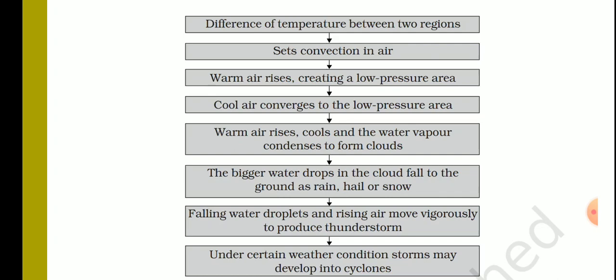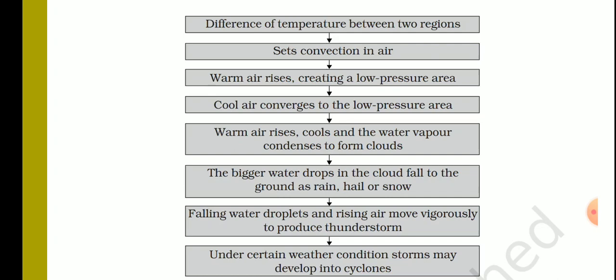And I told you that always air travels from high pressure area to the low pressure area, and in this case also, because there is the pressure difference, the air will move from high pressure area to the low pressure area. Okay, so that's the next point, the cool air converges to the low pressure area.